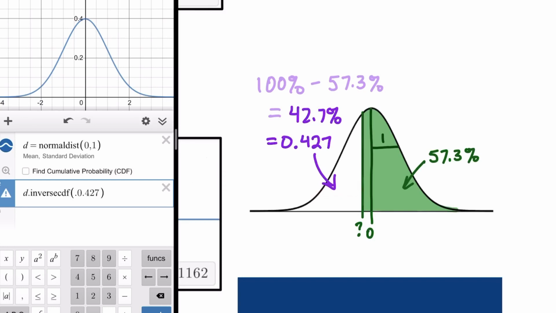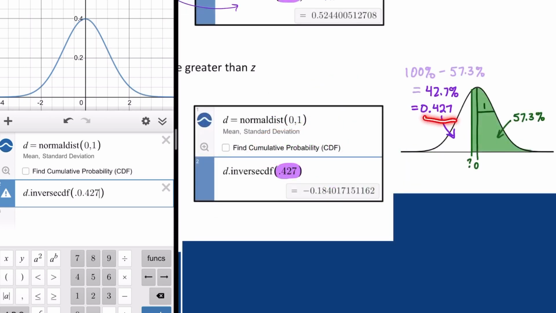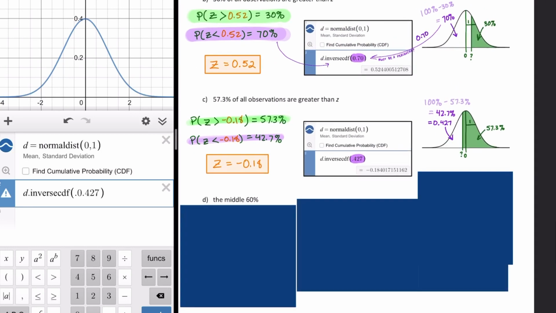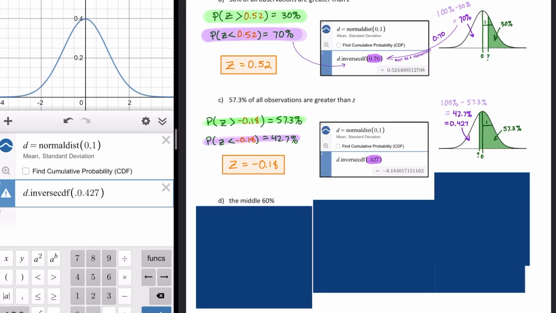The percentile in this case would be this unshaded white space. So I'm going to do 100 minus 57.3, and I get 42.7%, or as a decimal, 0.427. I put the 0.427 in my calculator, and I get a negative 0.18. And you should think about the positive and negative: it makes sense for it to be negative because my picture shows that I'm to the left of 0. So as a final answer, I have that z equals negative 0.18.